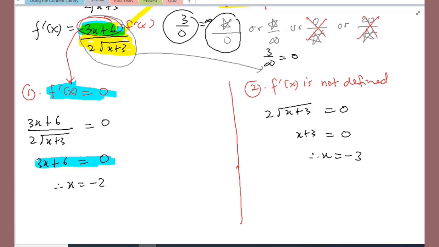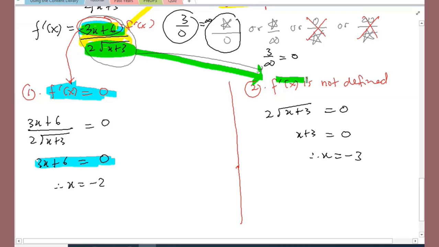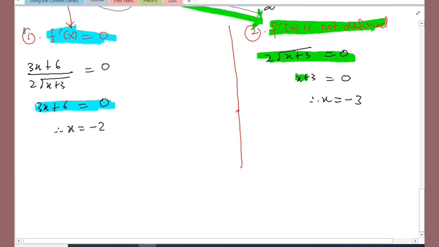And then the denominator equal to 0 means that this function is not defined. So the numerator equal to 0 shows the critical and stationary point, and the denominator equal to 0 shows f prime of x is not defined. Easy. This is the way to remember. And now we need to find y.